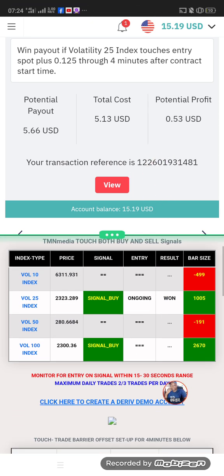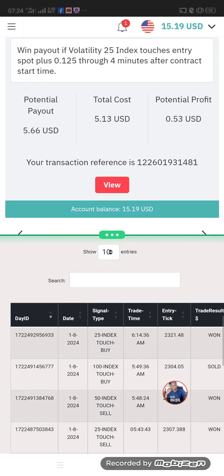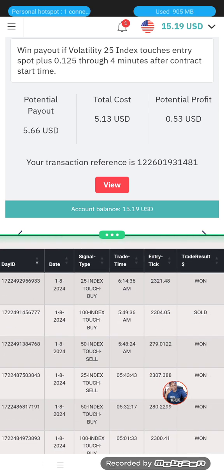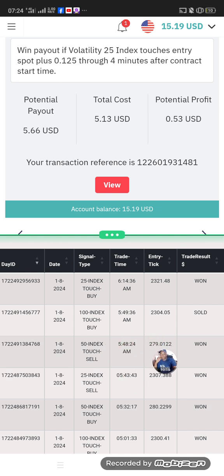I need you to understand this. If you look down on the chart, you will see all the trades, all the signals that are done. All of them are compiled together for this touch. You get to see all the touch trades.